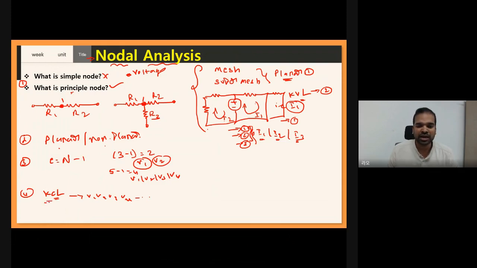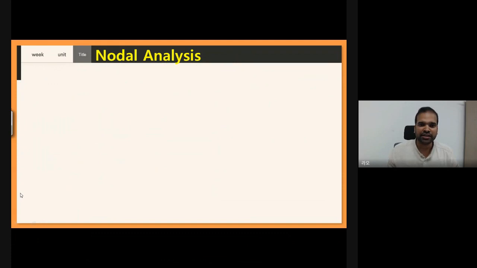Now you already know what is meant by KCL, right? The algebraic sum of the branch currents entering a node is equal to the sum of the branch currents leaving that node. We already saw what is meant by KCL in our previous video. Clear? Now see, if you want to find the node voltages, you need to understand one simple calculation.